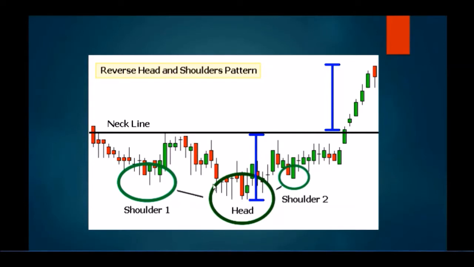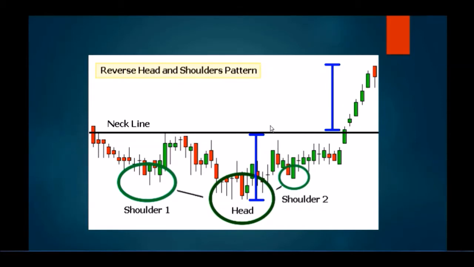As I said before, this isn't always perfect. Sometimes you'll get it like this, for example, where it comes up, it doesn't go all the way up and touch that resistance, but it does reverse to set that second shoulder. So as with most strategies, we're not looking for this exact setup. It just roughly needs to resemble what we're looking for.